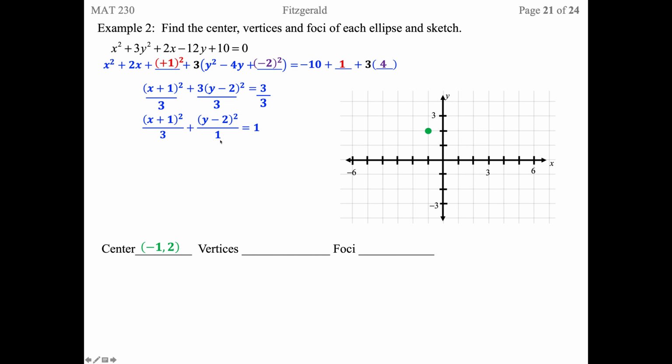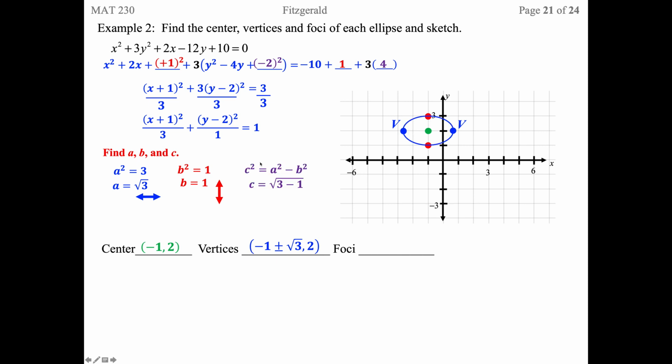Find a, b, and c. A squared is equal to 3, so the square root of 3 is like, what, 1.7-ish? So left and right, positive square root of 3, minus square root of 3. So vertices, negative 1 plus or minus square root of 3, 2. Co-vertices, or minor vertices, that's from the 1, b squared equals 1, so up and down 1. So I can draw my ellipse.